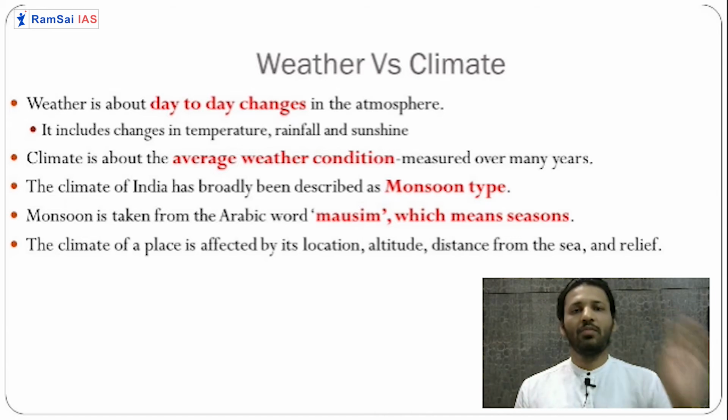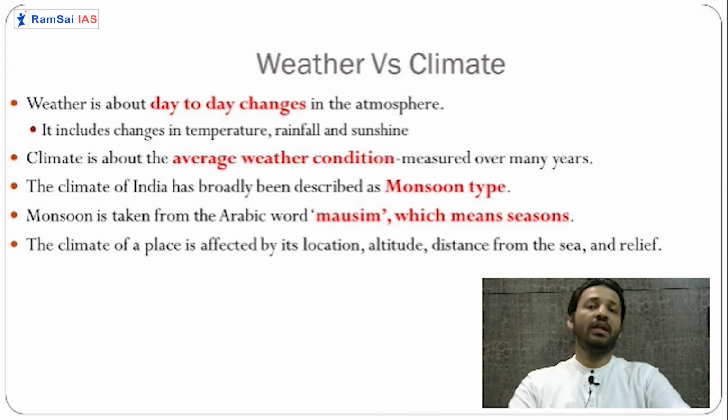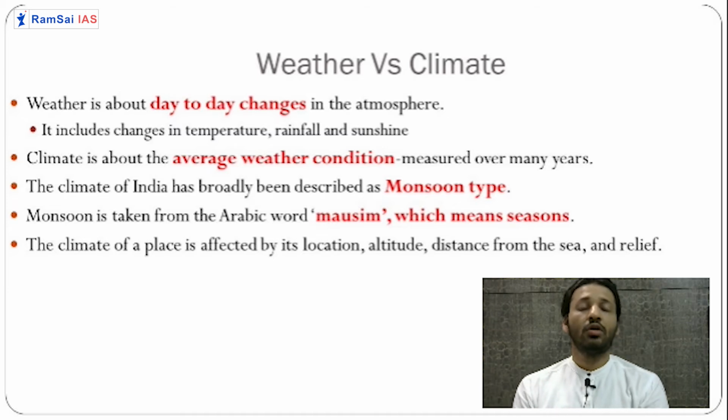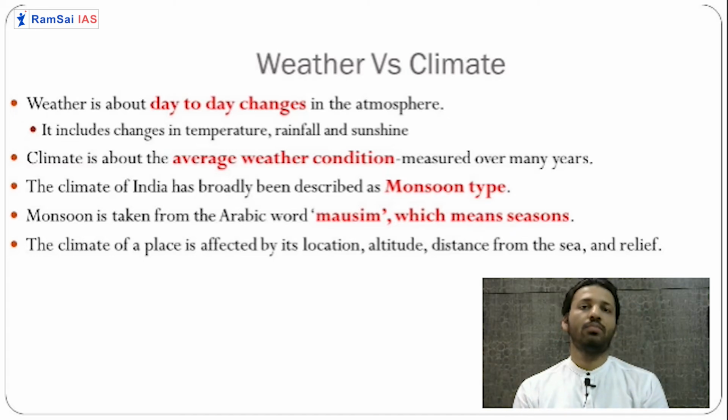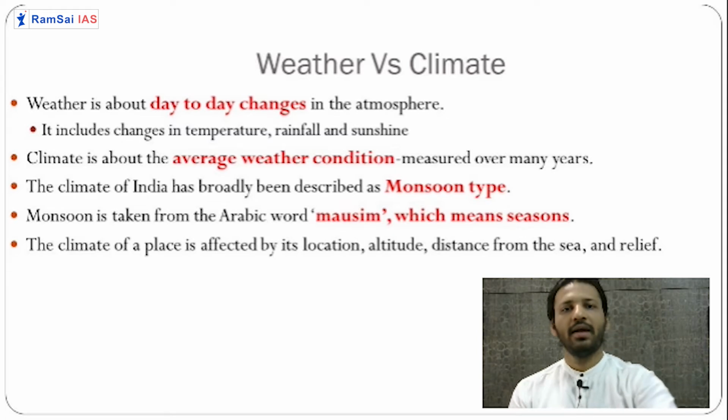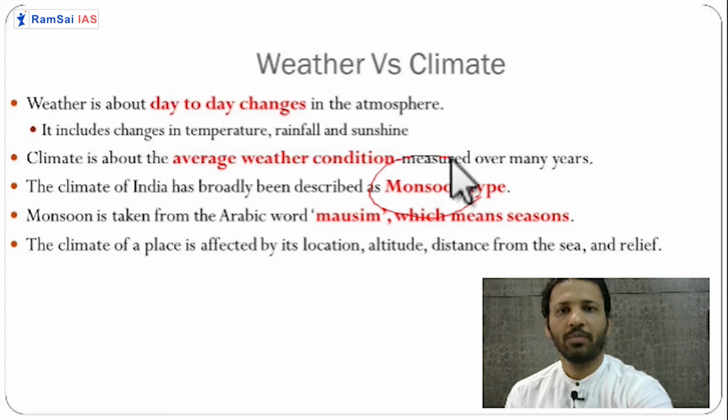Now, where does this word monsoon come from? In ancient times, we had huge trade links between India and Arabia. So these Arabian people used to come to India. This word monsoon comes from the Arabic word mausim. Even in Hindi, we call a particular weather mausam. So from the Arabic word mausim, we call that particular type of climate a monsoon type of climate. So the type of climate in India is nothing but a monsoon type of climate.